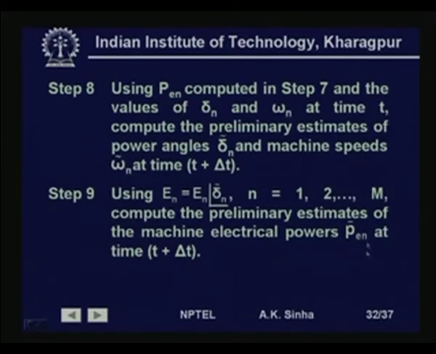at time t. Using the electrical power output of the machine and the values of delta n and omega n at time t, compute the preliminary estimates of power angles delta n hat and omega n hat at time t plus delta t. That is, we are trying to use the modified Euler method.